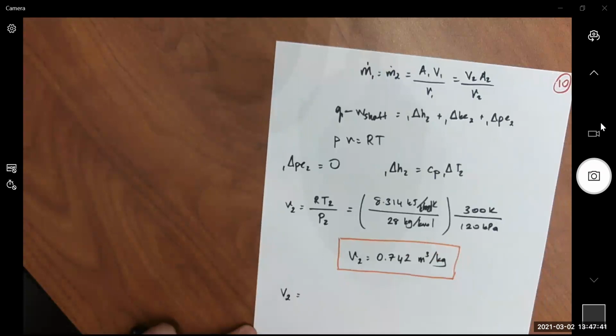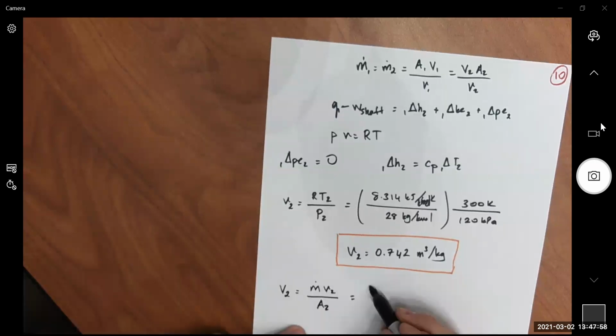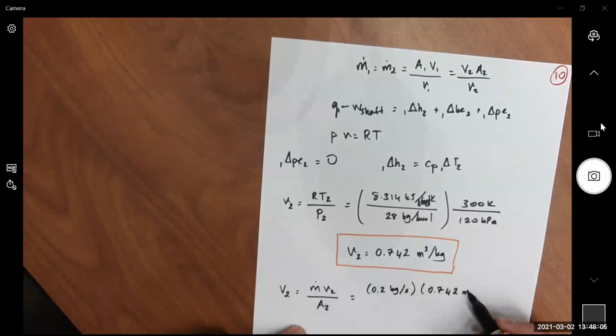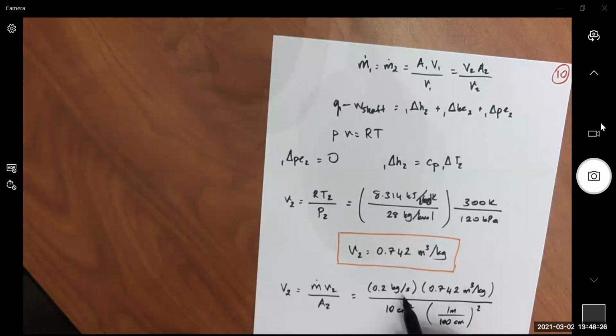Velocity at the outlet: mass flow rate is given as 0.2 kilograms per second times specific volume over area. So 0.2 kilograms per second times the specific volume at the outlet, meter cubed per kilogram, over the area, 10 centimeters squared. But I need to convert this to meters squared, right, 1 meter equals 100 centimeters, squared. What I have is meters per second. Velocity will be 148 meters per second.